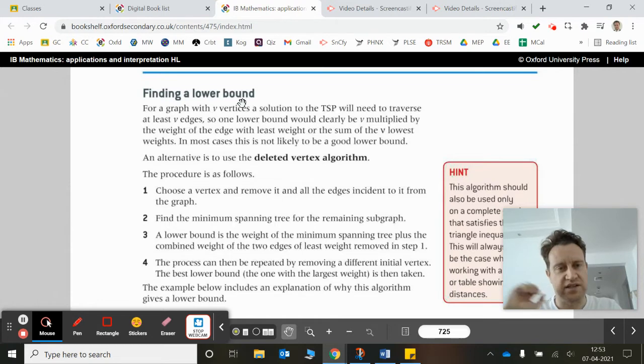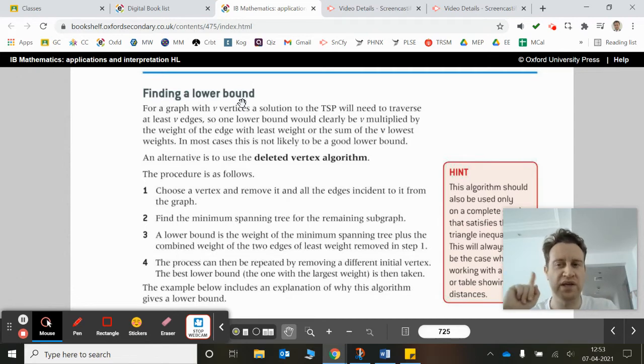So it says, choose a vertex, remove it. Remove all of the edges incident to it from the graph. Then create a minimum spanning tree for the subgraph which remains. And then part 3 says a lower bound is the weight of the minimum spanning tree plus the combined weight of the two edges of least weight removed in step 1. If you repeat this process, then you will find the best lower bound.